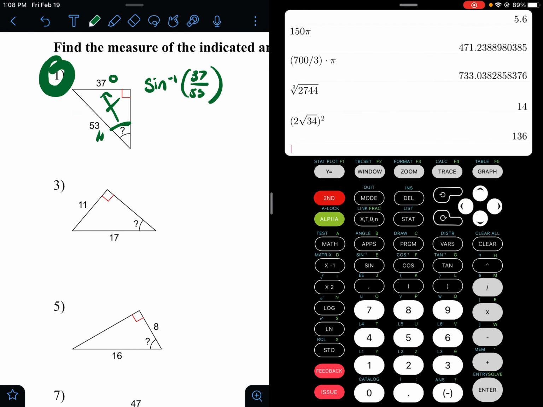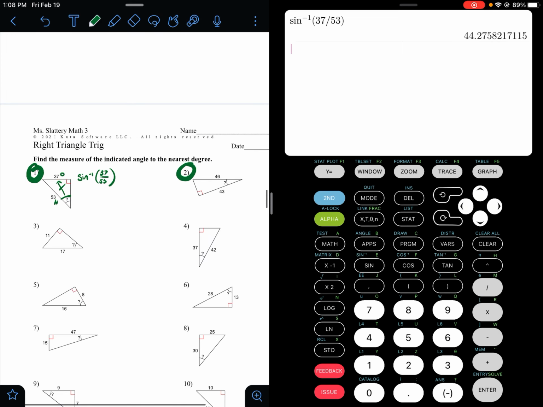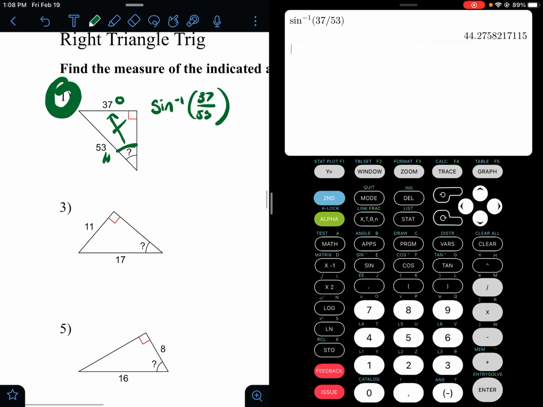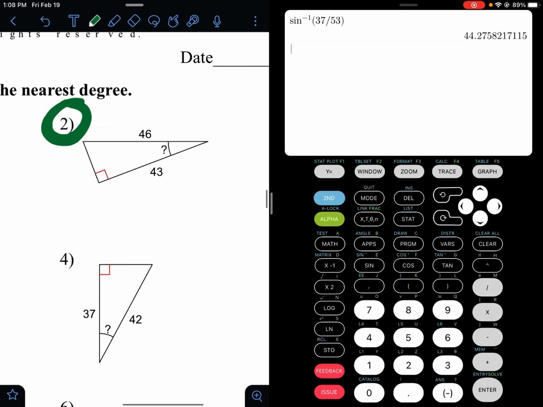So we go over to our calculator. We're going to go second sine. This is very important: instead of just using regular sine, you're going to do second sine. And you're going to do 37 divided by 53. Does it say what to round to? To the nearest degree. So we'll round that to 44 degrees. Beautiful. All right, let's try another one of these.